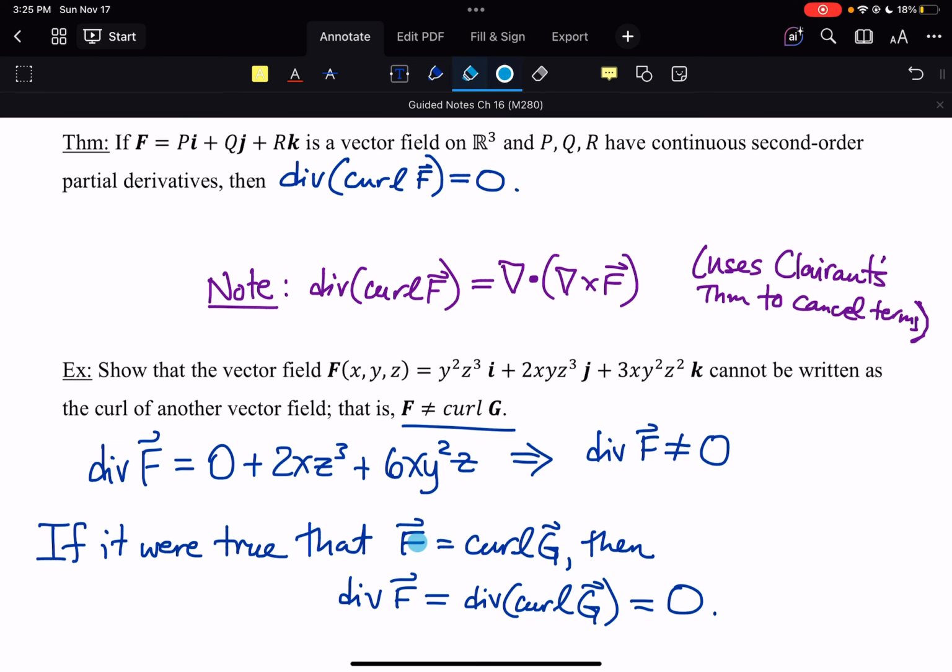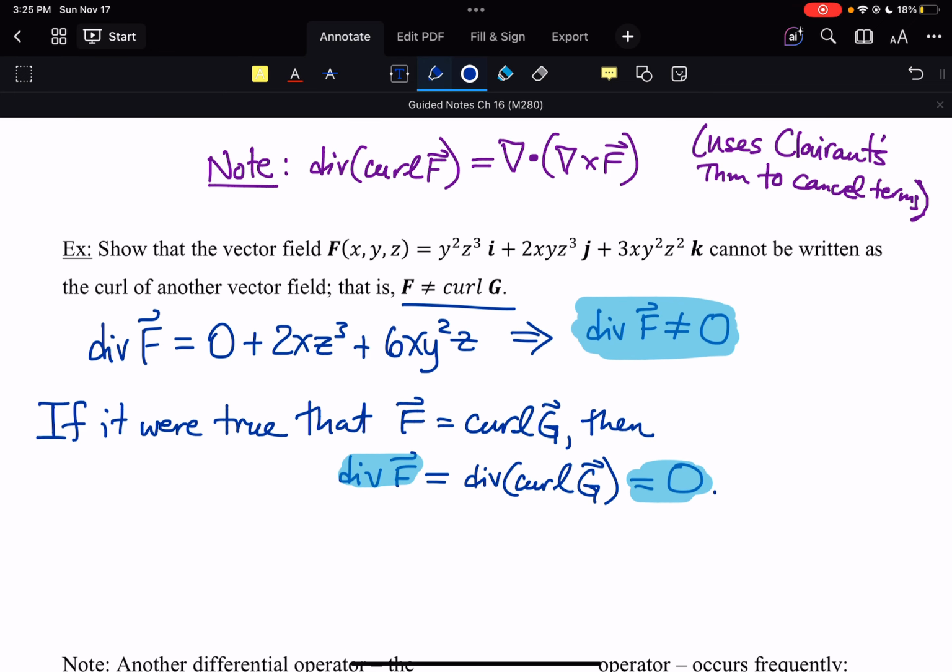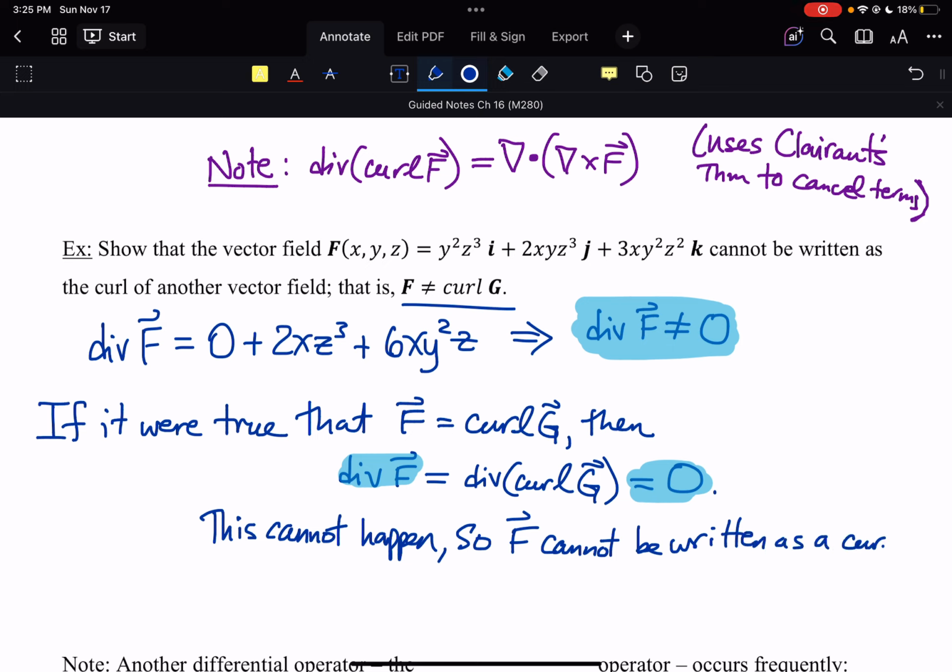So again, if it was true that f is the curl of an unknown vector field G, then the divergence of f must be equal to 0. But we just showed that the divergence of f is not 0. Okay, and this provides us with a contradiction. So this cannot happen. So f cannot be written as a curl.